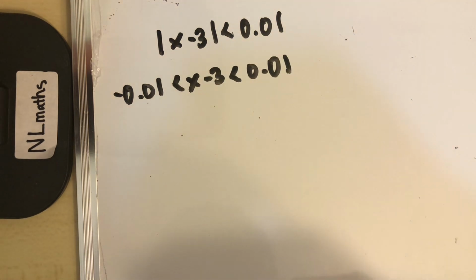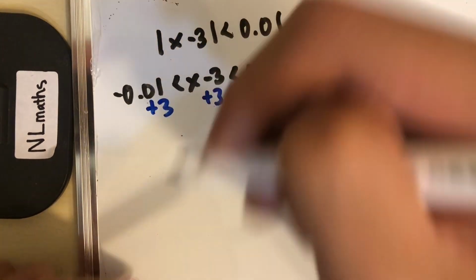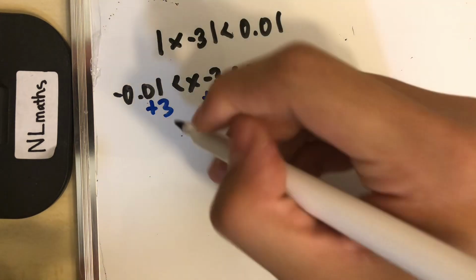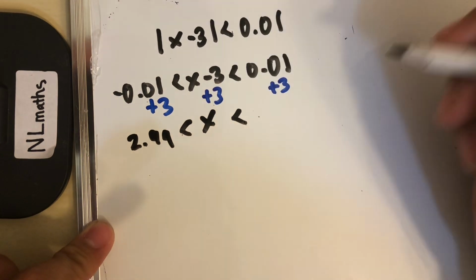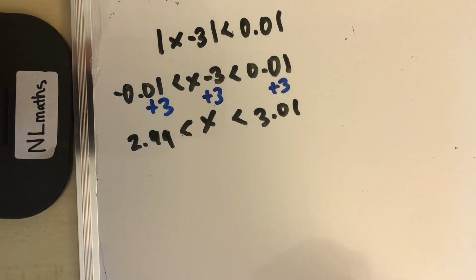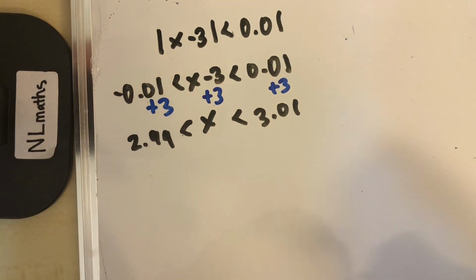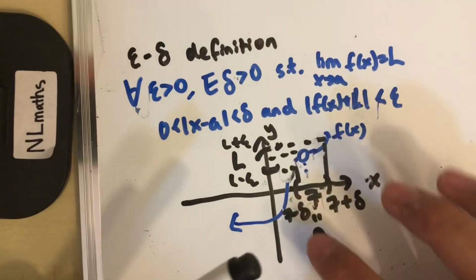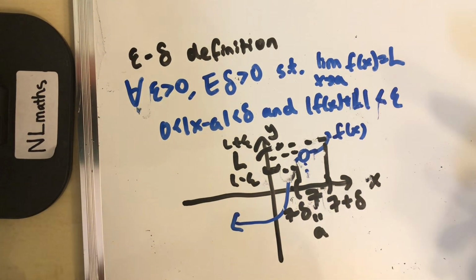Alright, now let's add 3 on both sides. I'll use a blue pen to show you. So we add 3 on each of them. Then we're making x the subject of it. So x is greater than 2.99 and less than 3.01. Okay, so this makes sense, right? x is bounded between 2.99 and 3.01. That's the distance. So if |x minus 3| was less than 0.01, that means the delta would be 0.01, and that's where it's bounded to.